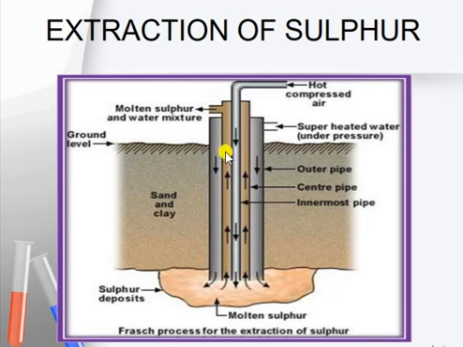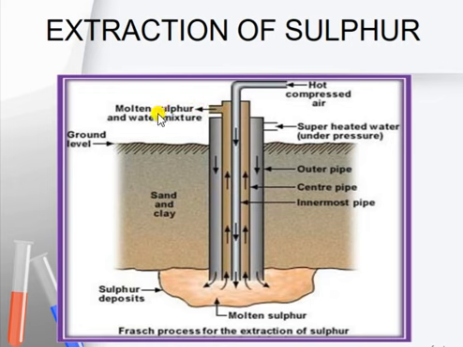So the mixture of molten sulfur and water gushes out through the middle pipe due to the hot compressed air that was blown down the innermost pipe.